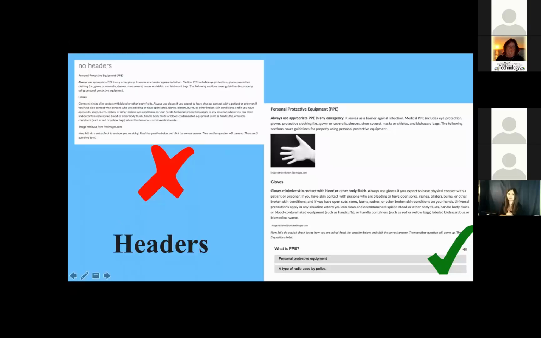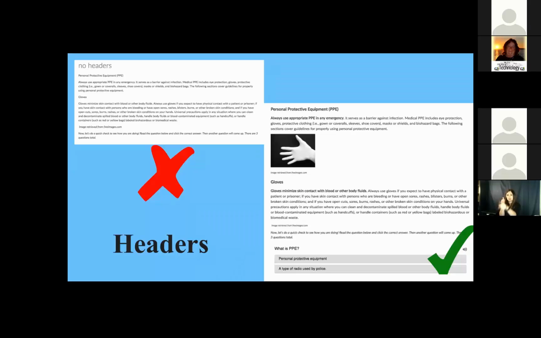The next one is headers. One of the things that I see a lot sometimes is we forget about headers in our content pages. And I'm going to tell you why headers are so important. The same information you're seeing on the right side box is the same content that's on the left-hand side. Now, which one looks better? Which one would you think is more attractive to the eye? Which one do you think your student will find easy?